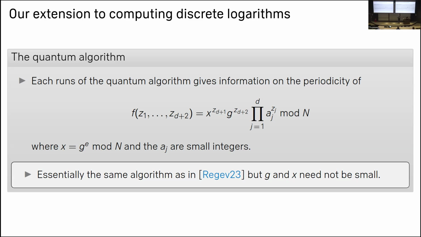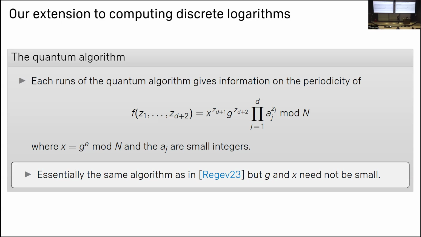This also impacts how the quantum circuit looks, with the function having to be computed on the final register based on the control registers. And this poses a minor issue, since the efficiency of Regev's algorithm crucially relies on the fact that all the A1 to AD are small integers, but we are not guaranteed that X and G, which are a discrete logarithm instance, are small. But this is only a minor issue because we only have to raise X and G to quite small exponents, and the asymptotic cost of the circuit is therefore still on the order of square root of n modular multiplications.